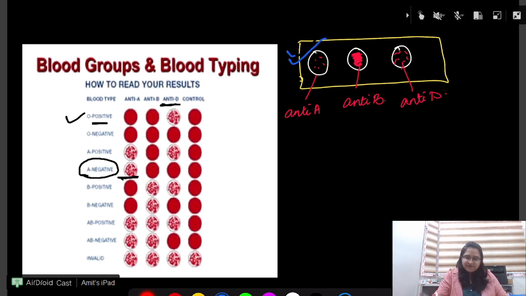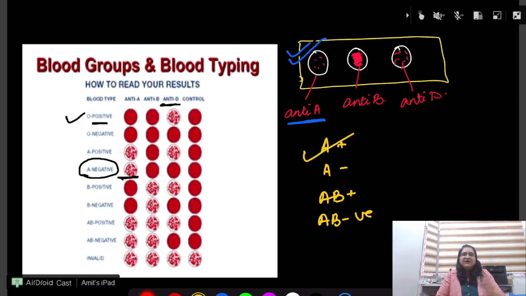So give me the answer of this particular question, everyone. This is the slide shown. I added anti-sera A. Clumping was seen. Anti-sera B, no clumping is seen. Anti-sera D, again clumping is seen. So what is the answer? Is it A positive, A negative, AB positive or AB negative? Obviously beta, it is A positive, because clumping is occurring with anti-sera A and anti-sera D.